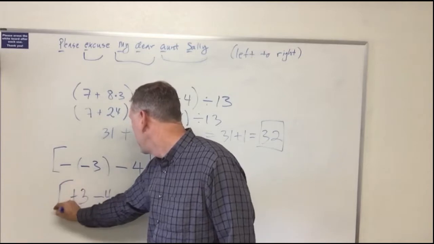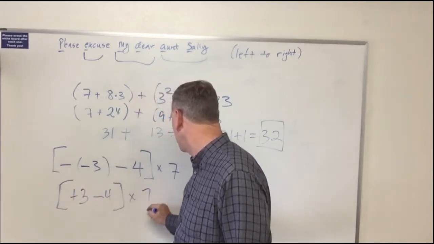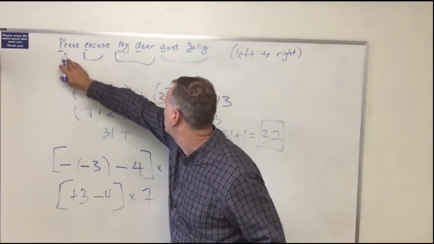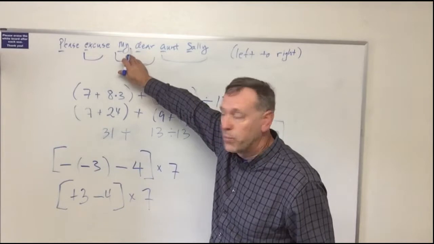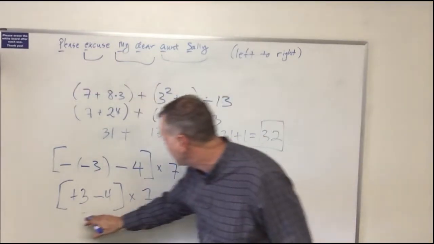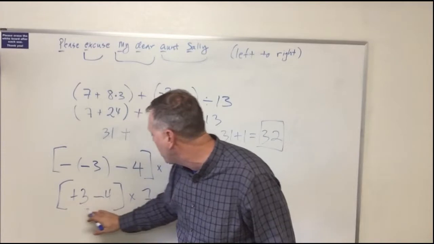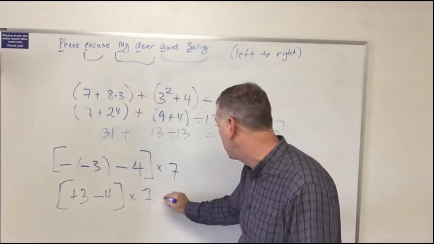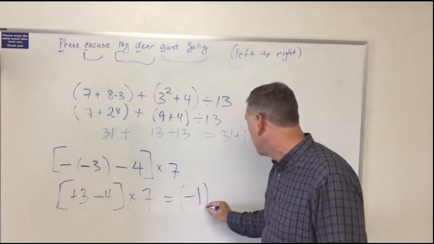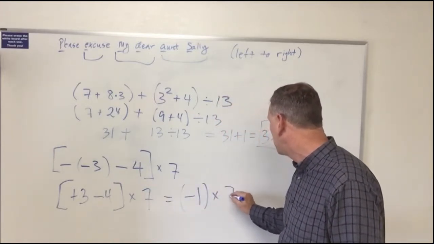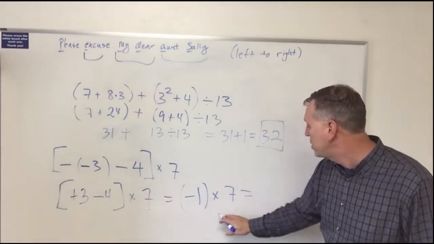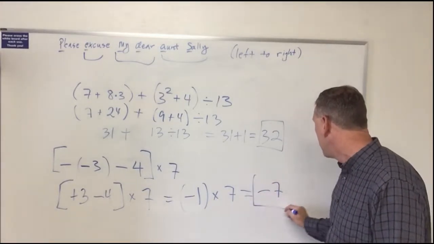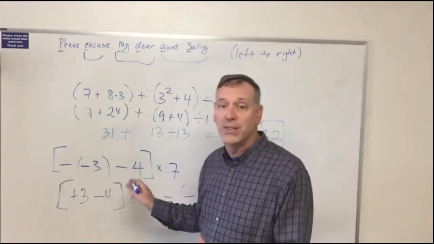Minus 4. Now we have this larger paren still to deal with and the number 7, multiplied by 7. So again, we start with the parentheses before we do the multiply. Parentheses first, then multiply. Now inside the parentheses, we have plus 3 minus 4. A positive 3 minus 4 is minus 1. So it gives us minus 1, all of that times 7. And minus 1 times 7, now we're down to just one operation here. Minus 1 times 7 is minus 7. And that's how that particular mathematical sentence is done.